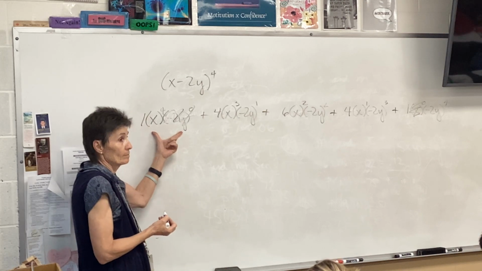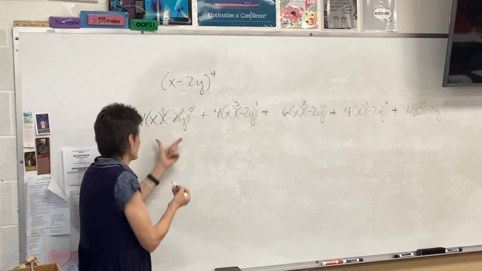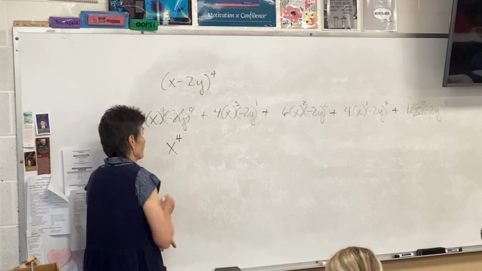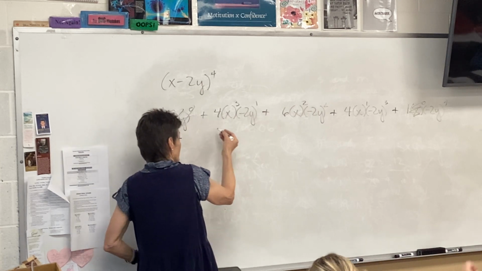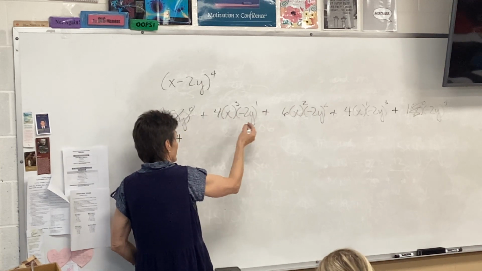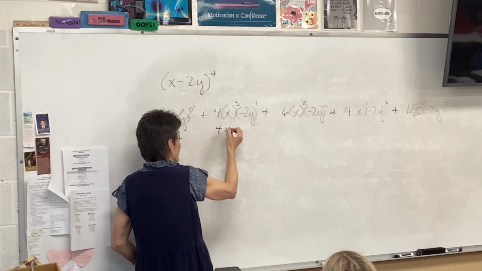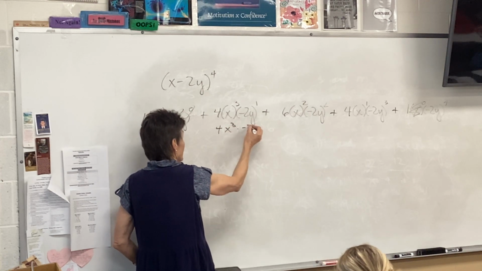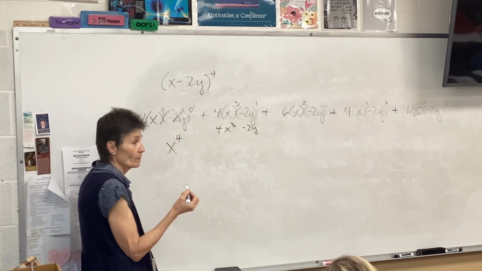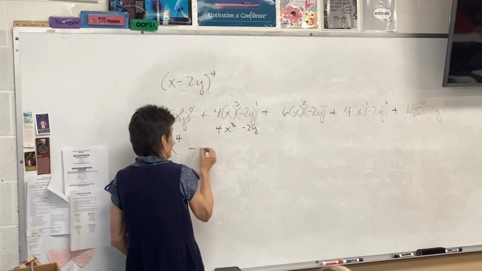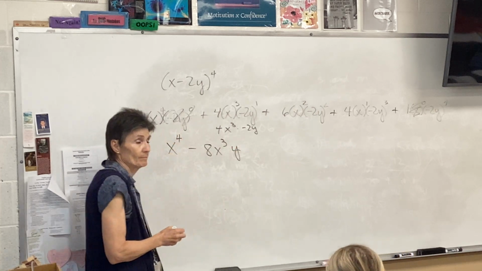Here we go. Easy one to start. What's this one? Just x to the fourth. Alright, what am I multiplying here? I have a 4, an x cubed, and a negative 2y. So what does that make? Negative 8 x to the third. Yep, perfect.